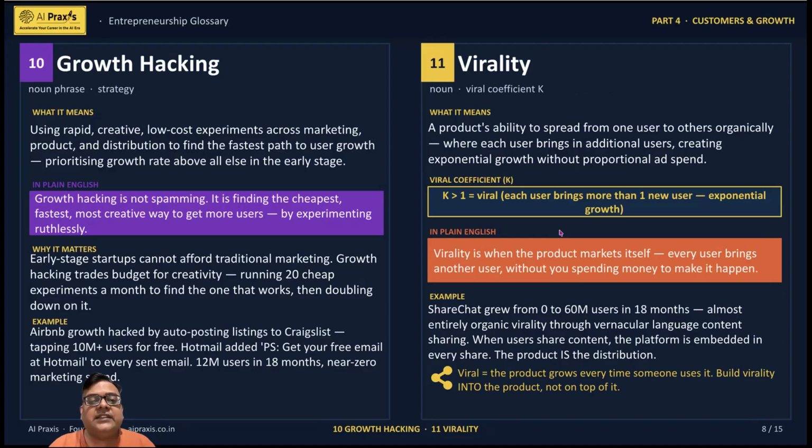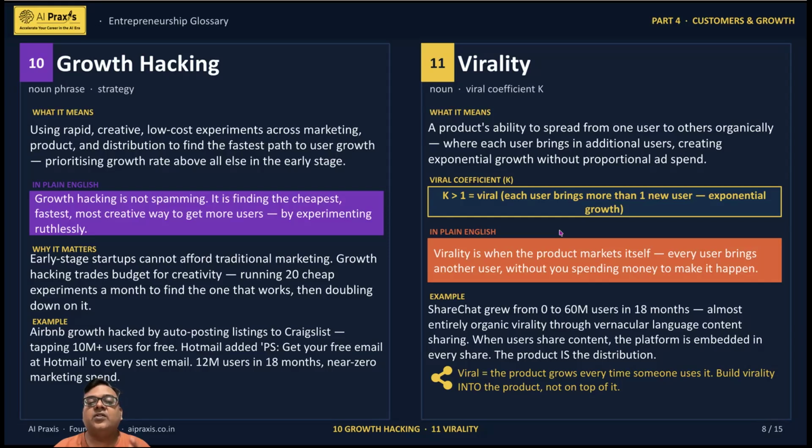Now, let's move into one of the most exciting areas in startups called growth. And we start by using a combined term, right? Growth hacking. It's a noun phrase. Let's understand the definition. Growth hacking is about using rapid, creative, low cost experiments across marketing, production, and distribution to find the fastest path to user growth. Let's simplify this. Growth hacking is not about spending more money. It's about thinking smarter. It's about asking, what is the fastest, cheapest, most creative way to grow.